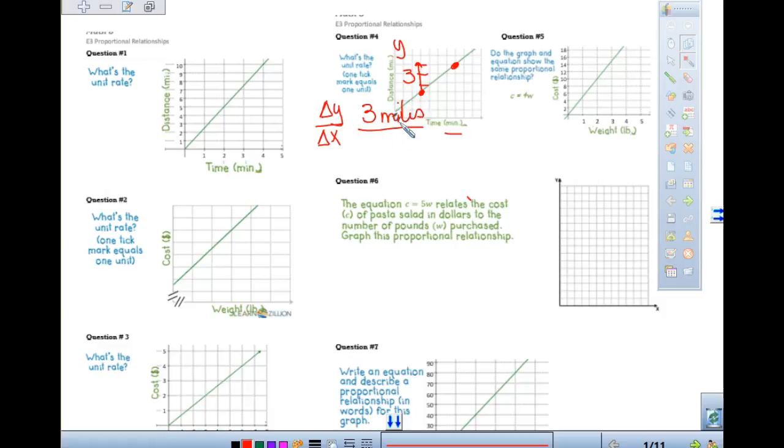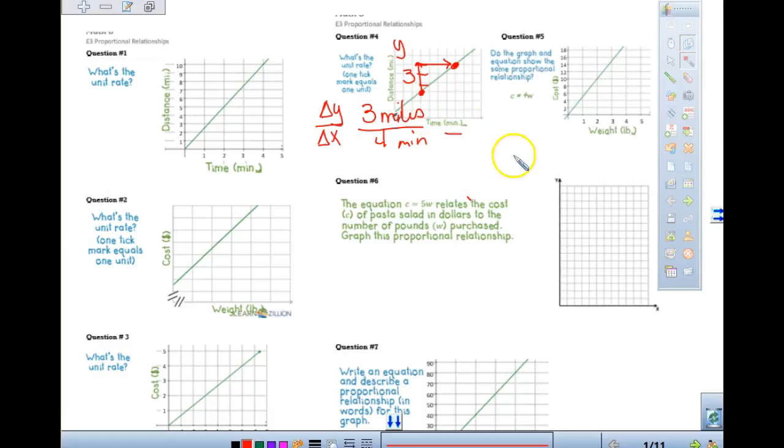And how far did you move across? So that is going to be from this point going over. How far are we moving over? 4. So I am going 3 miles in 4 minutes.